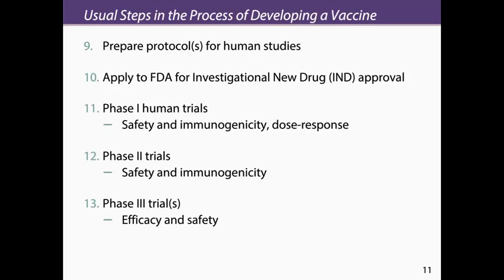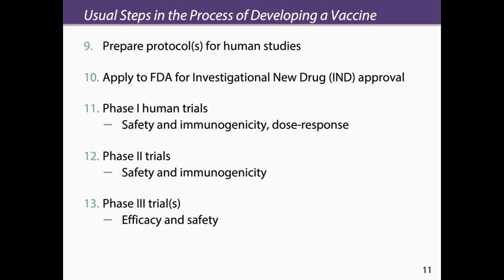You then have to go through the process of developing the detailed protocols for studying humans. You have to have approval from the Food and Drug Administration and get what's called an investigational new drug, or IND, in order to conduct those clinical studies. First studies are phase 1, where we study safety and immunogenicity, and often then try out different doses to find out just how much you need.